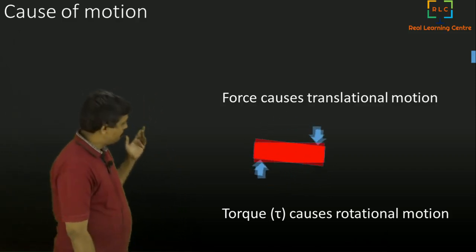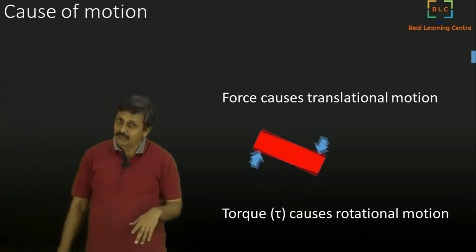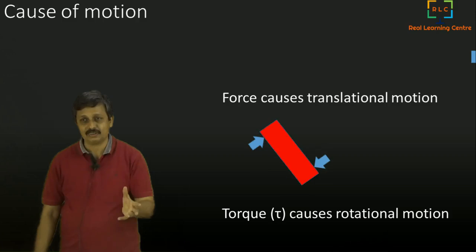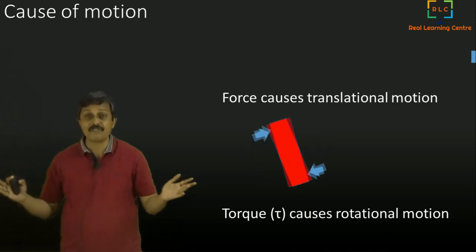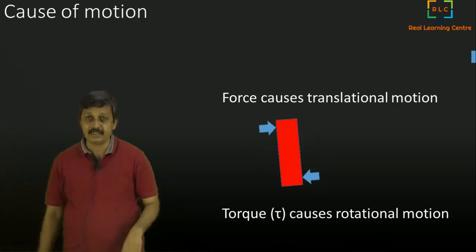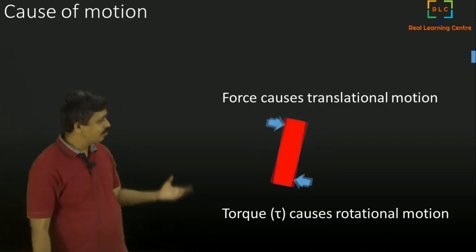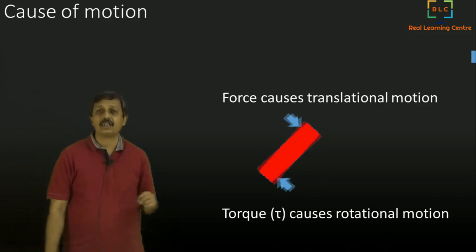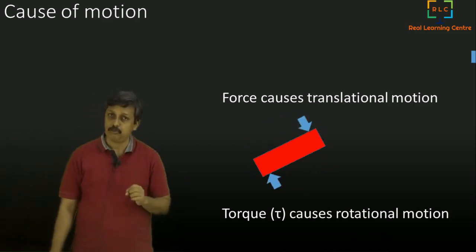So torque is also called a couple, because it's a couple of forces acting off center. They are not acting at the center of mass. Such a thing is called torque, and the torque causes the rotational motion.